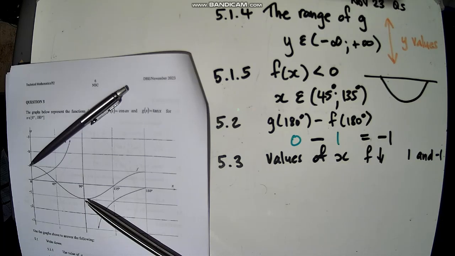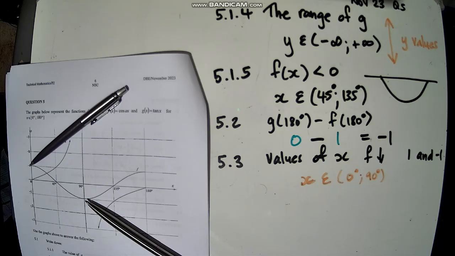So don't write the y values, write the x values. For which values of x is the graph decreasing? x is an element of 0 to 90 degrees. Between those two values, 0 and 90, the graph is decreasing. But at x equals 0 and x equals 90, those are the turning points.